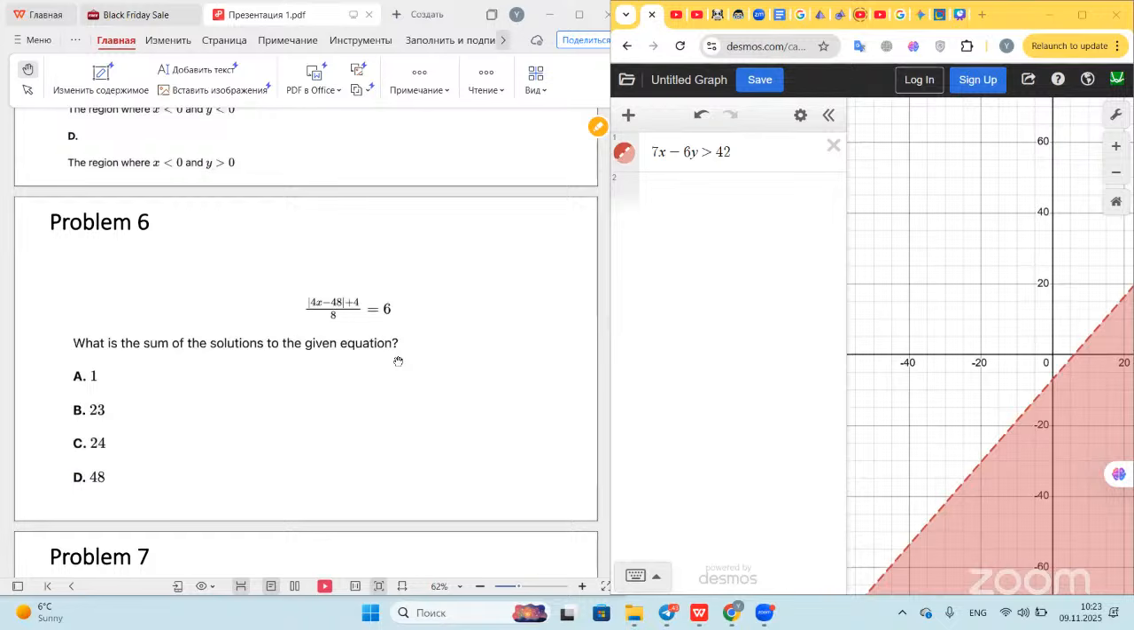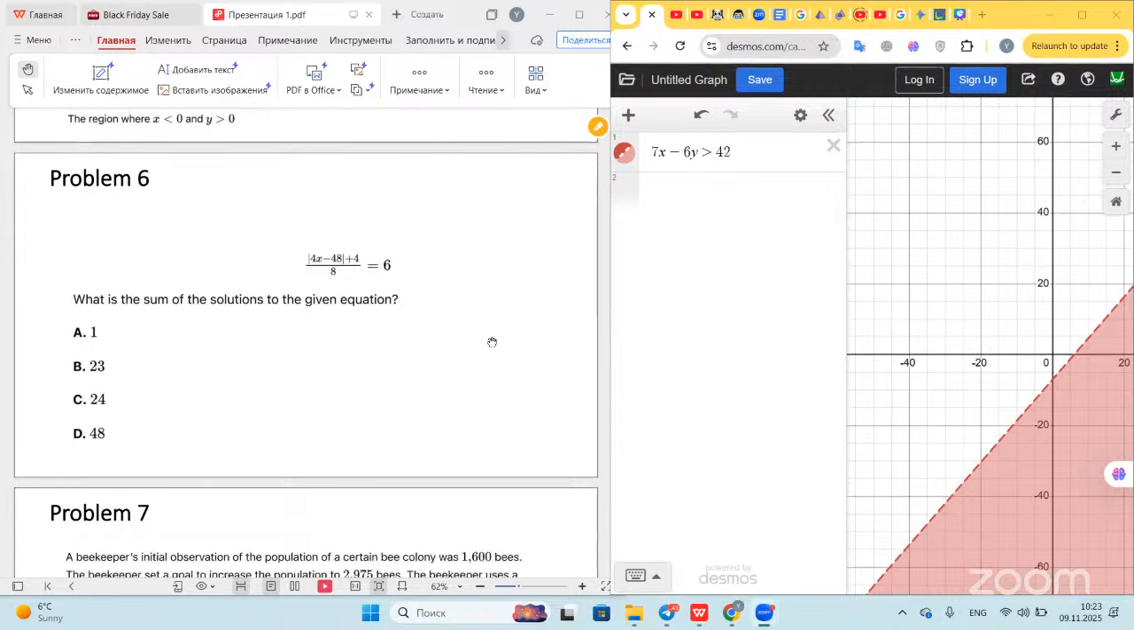Next question. What is the sum of the solutions? Yeah, someone is writing in the comments. Thank you, Muhammad Yusuf.